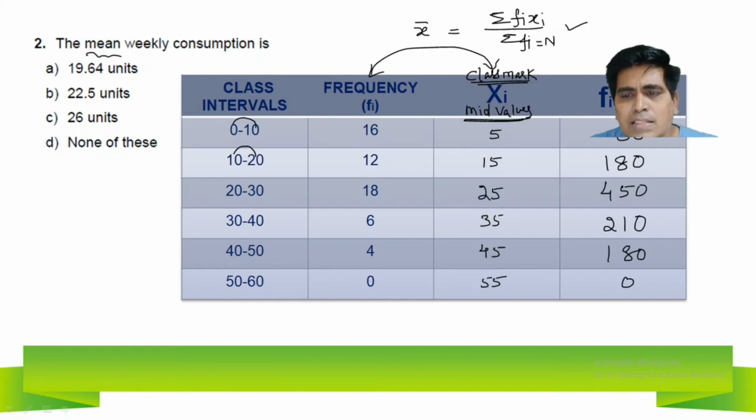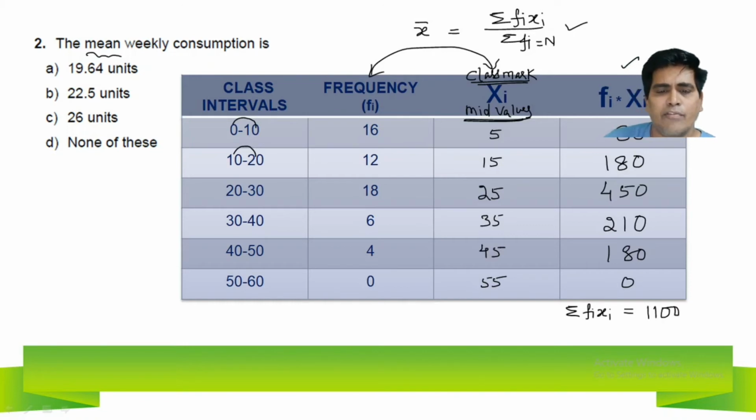So we got this column fi into xi. We will find out the total of the fi xi values. If you add 80 and 180 and 450 and 210 and 180, you will get 1100. Calculate it and find out whether you are getting 1100 or not.